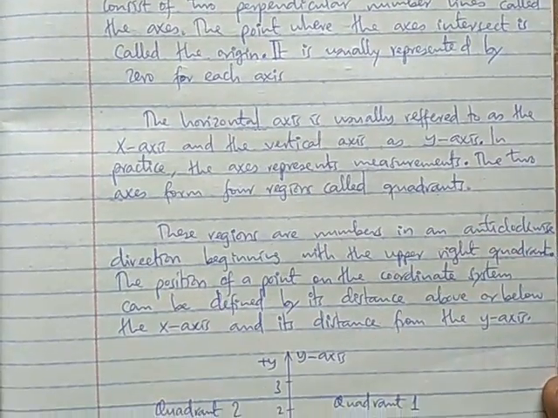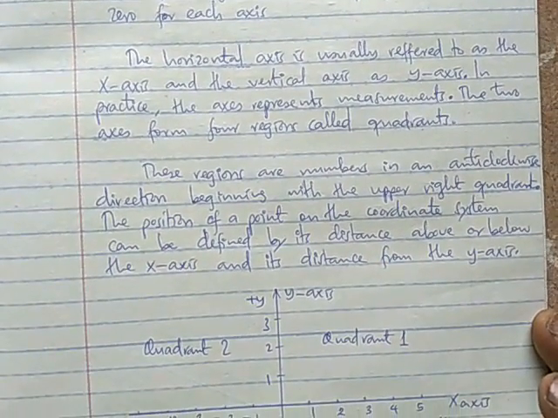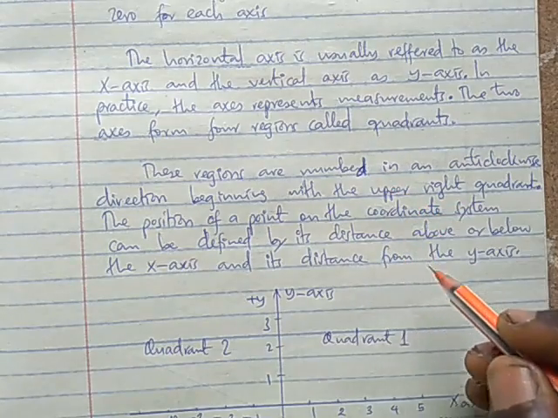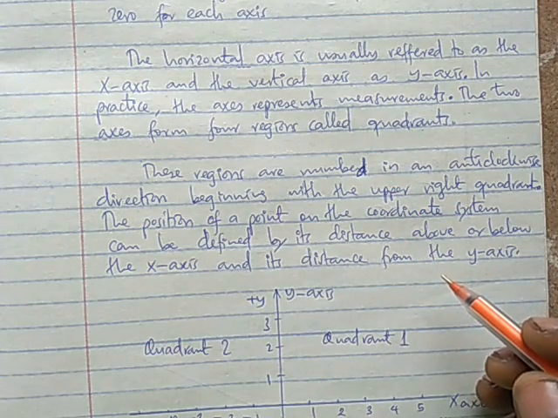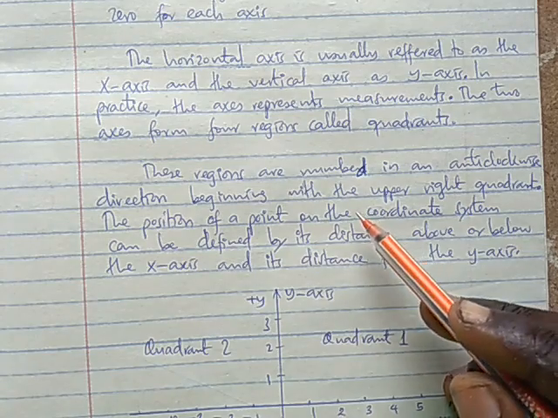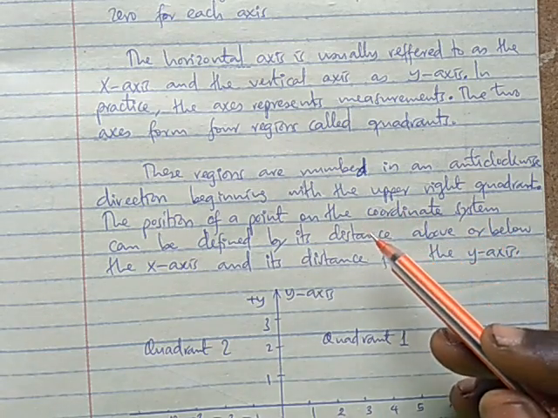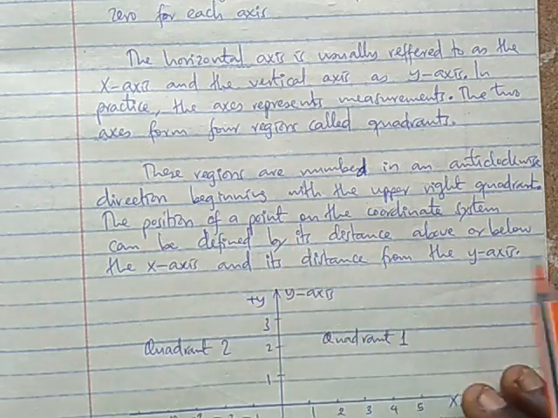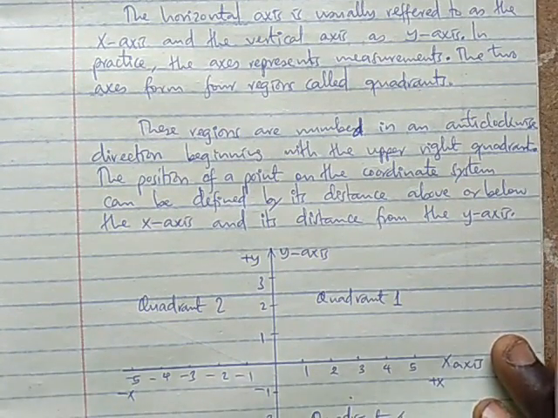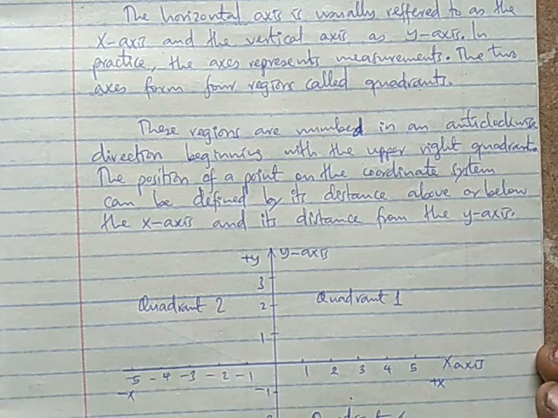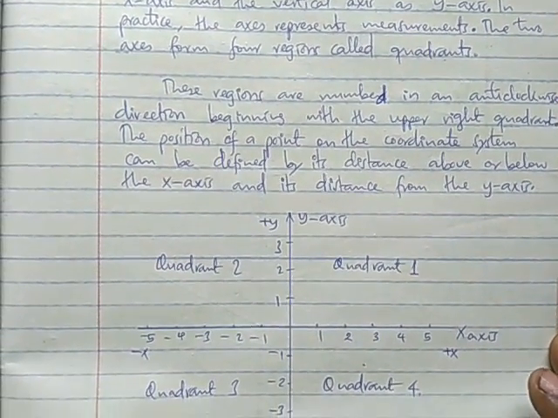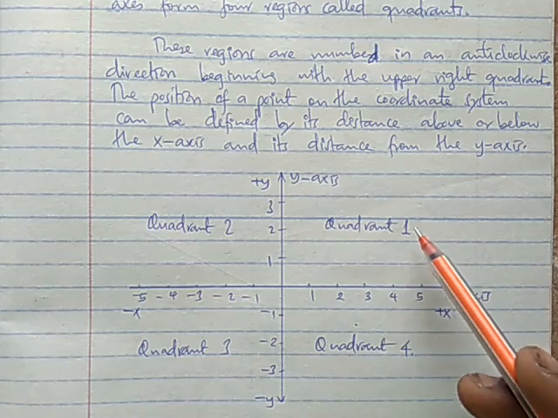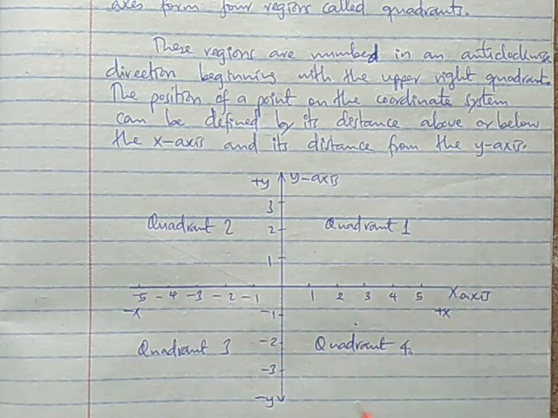So these regions are numbered in anticlockwise direction, beginning with the upper right quadrant, then tunaenda left side. So the position of a point on a coordinate system can be defined by its distance above or below. Kwa hiyo unaweza kuona kwenye Cartesian coordinate hivyo ndivyo ambavyo tunazo sub quadrant. This is quadrant number 1, number 2, number 3 and then quadrant number 4.